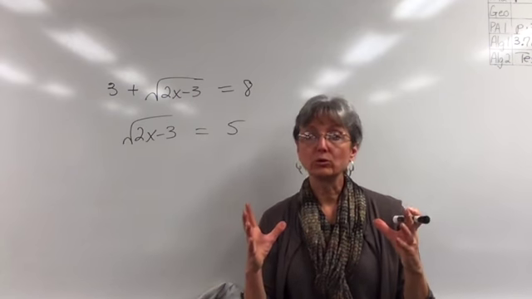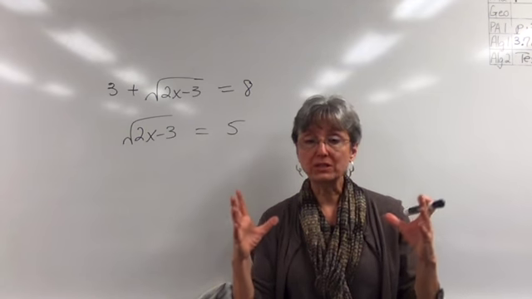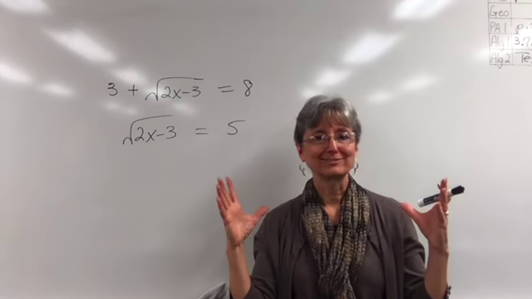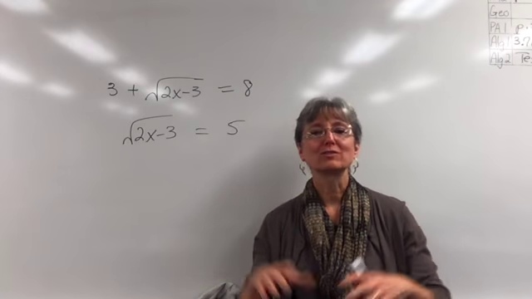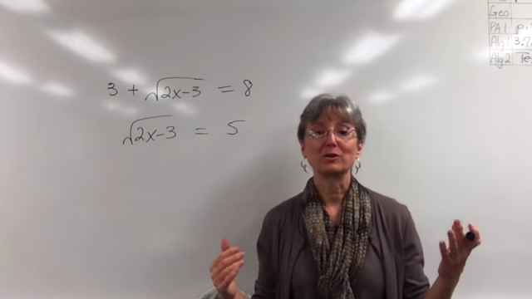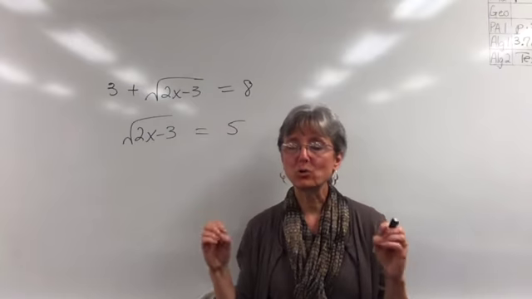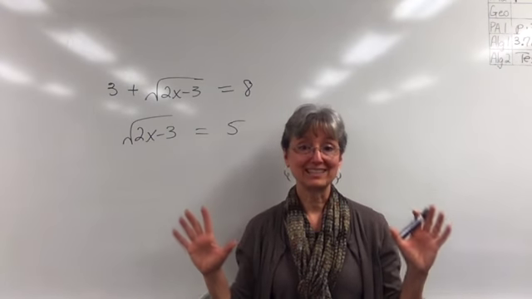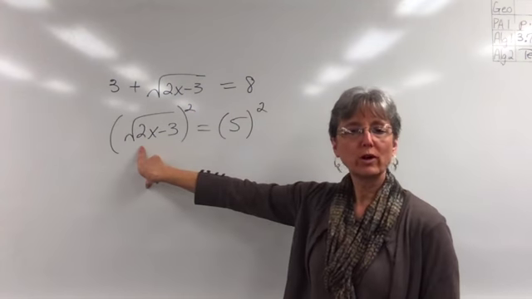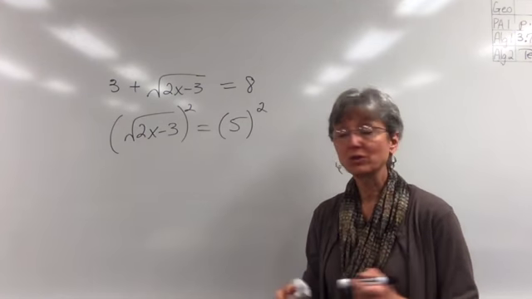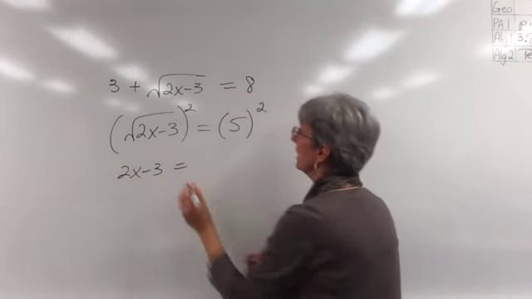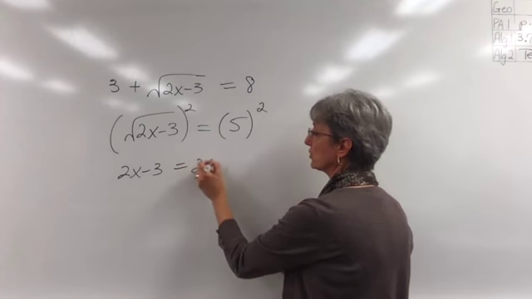Now, how do I get rid of the radical? How do I unroot? What's the inverse or the opposite of a square root? It's square. You undo a square root by squaring. And whatever we do to one side, we do to the other. So what we're going to do is square both sides. So this squared and the square root cancel each other out. So you're left with just the radicand, which is 2x minus 3, equals 5 squared, which is 25.